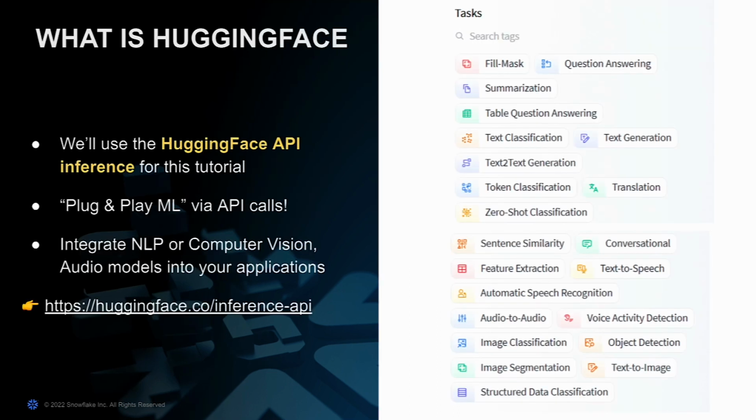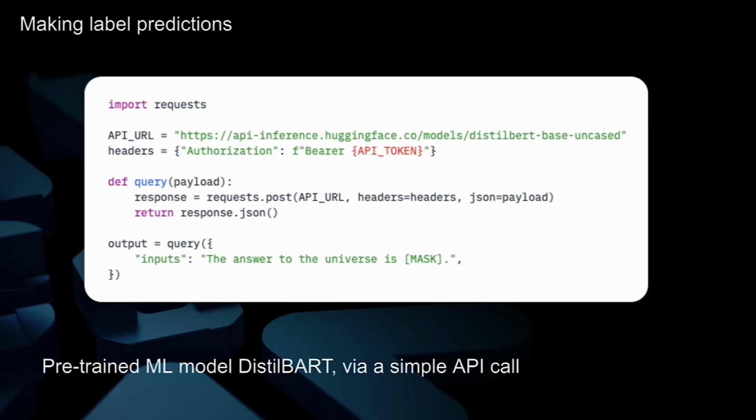To do zero-shot learning, we can rely on several technologies. But today we'll use the HuggingFace API Inference. Think of it as a plug-and-play machine learning via simple API calls. If you want to integrate NLP, or natural language processing, computer vision, or audio processing algorithm into your applications, I highly recommend you to have a look at the HuggingFace API Inference. To make those label predictions, we'll rely on the pre-trained machine learning model distillbart. And again, that's going to be a simple API call that we'll be using. I'll describe the code in more details later on.